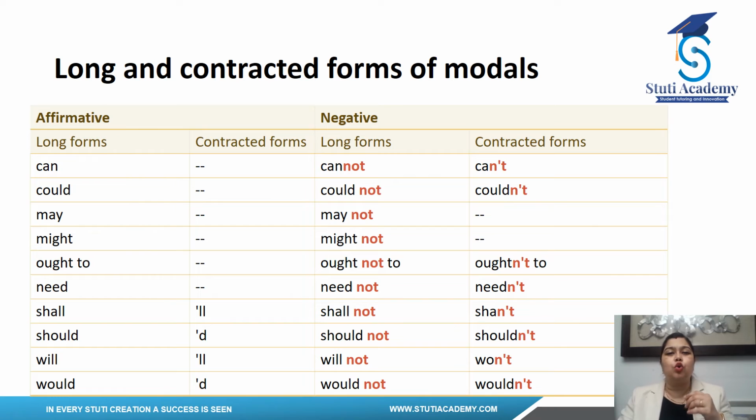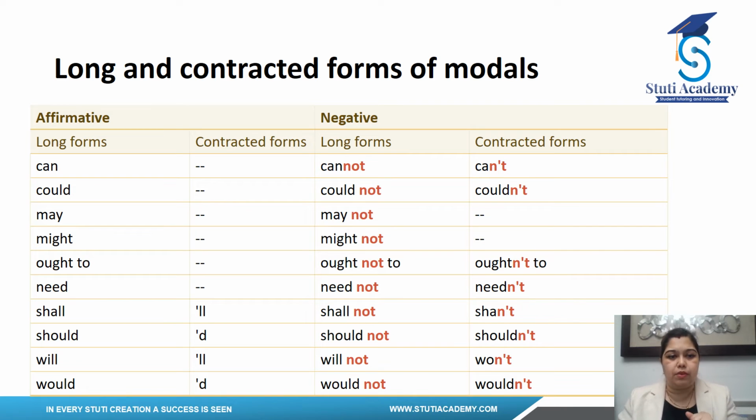Now let's have a quick look at the long and the contracted forms of modal verbs. Now, can is an affirmative, and that too in an affirmative and negative form. So can is a long form. Can you have a contracted form for can? Can in itself is a small word. You can't crunch it any further. So can is just can, an affirmative with no contracted form. Then in the negative, you have cannot, something that cannot happen. And the contracted form of cannot is can't. So something that can't take place, can't happen.